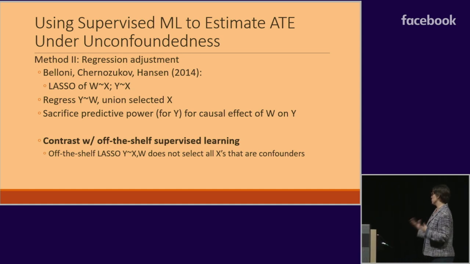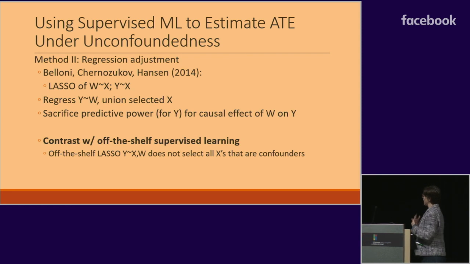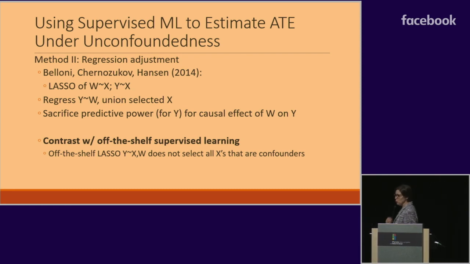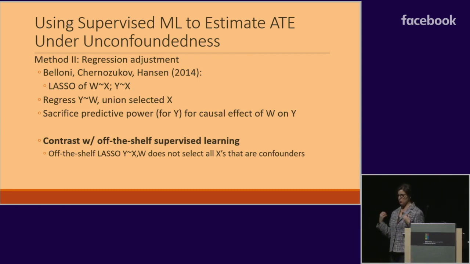But if you just do a predictive model of Y on X, you won't pick those up. And so the point is that for causal inference, we're not just concerned about predictive power, we're concerned about bias. We're worried that we might omit a variable that is a confounder. We're worried we might omit a variable that relates to both your treatment assignment and your outcomes, and that would confound your causal effect.